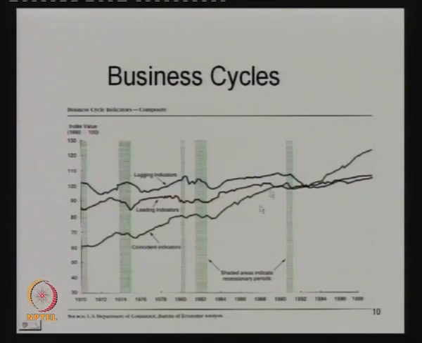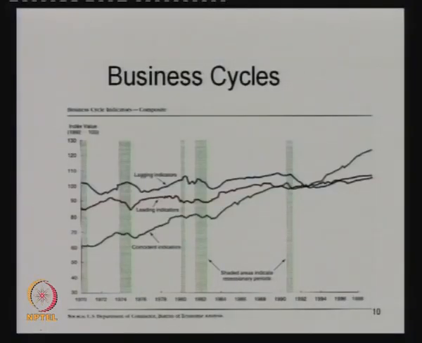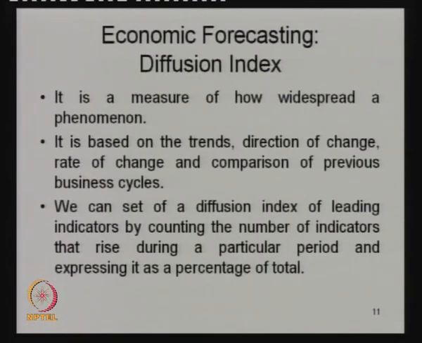One can see here there are different recessionary periods, the green shades. Then you have the lagging indicators, the leading indicators overall, and the coincident indicators. One can take a very long period of data and plot these indicators against the recession, or against the economic growth, and find out how they are moving. Then coming to the next thing, we are talking about the diffusion index.